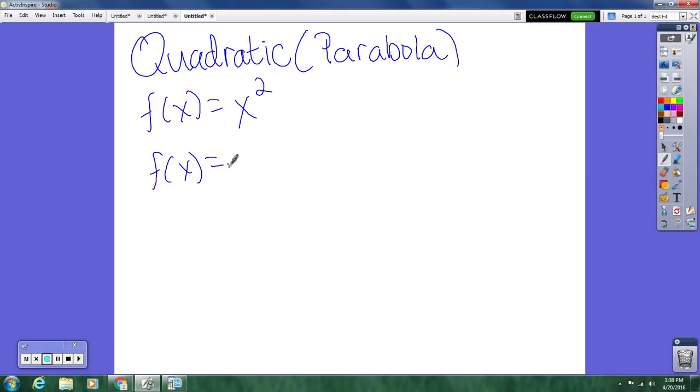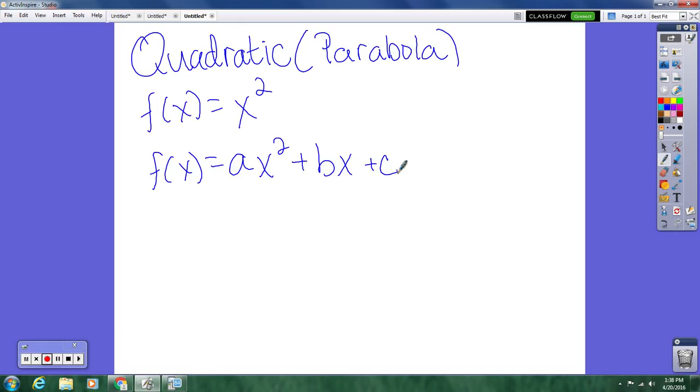It wasn't x squared plus something in front of it. Starts out with ax squared plus bx plus c. That is the standard form. Okay, so this is the one that we're working with right now. Standard form: ax squared plus bx plus c.